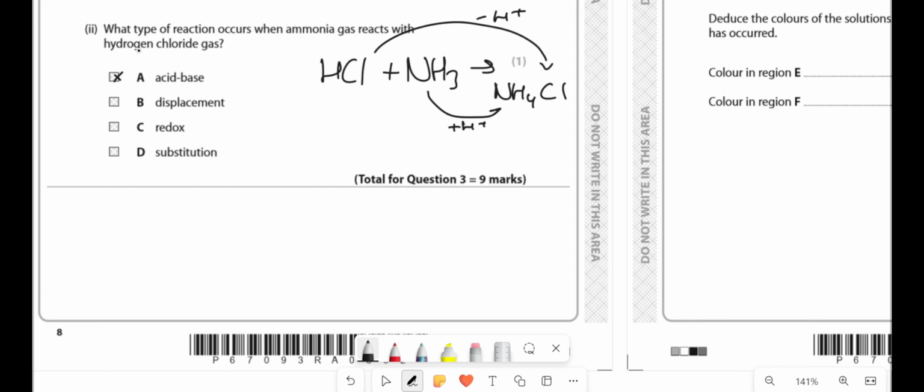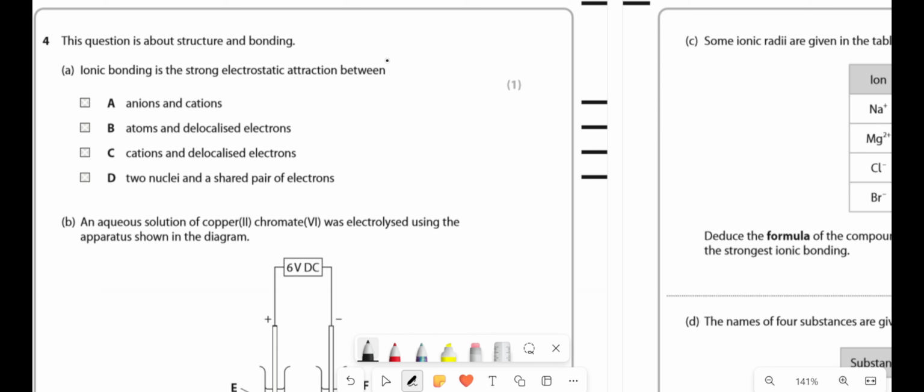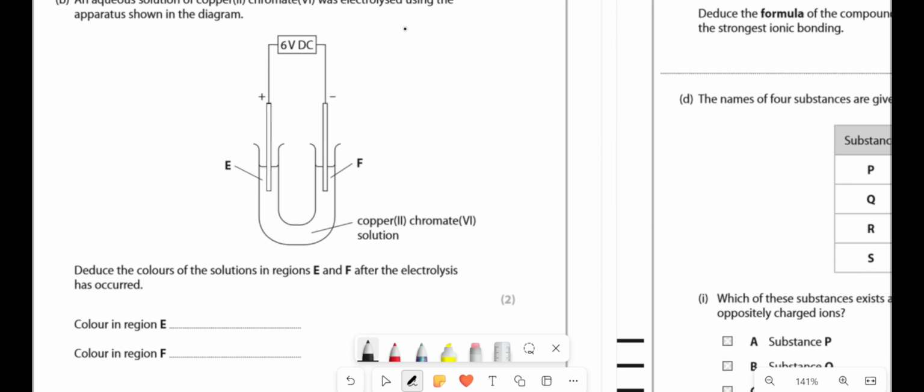So it's an acid-base reaction. There you go. So this question is about structure and bonding. Ionic bonding is the strong electrostatic attraction between two oppositely charged ions, which are anions and cations. There you go. An aqueous solution of copper(II) chromate was electrolyzed using the apparatus in this diagram.